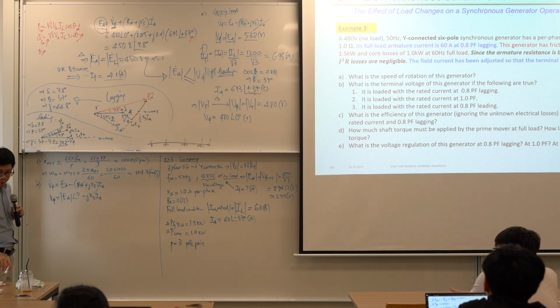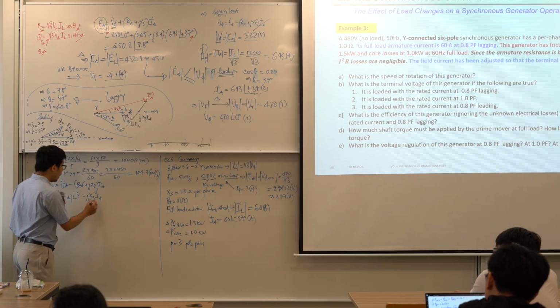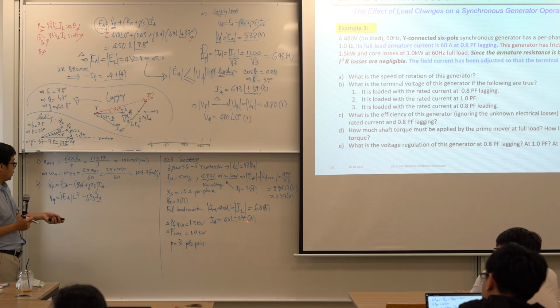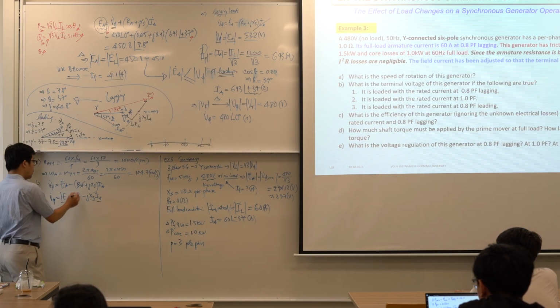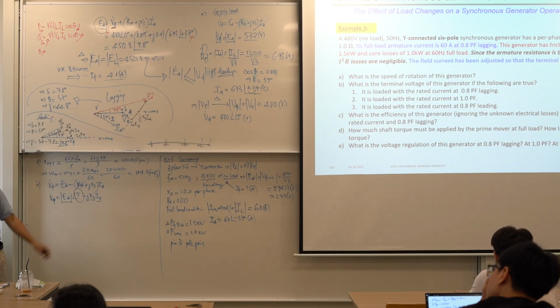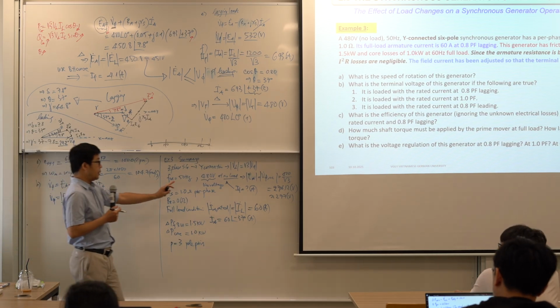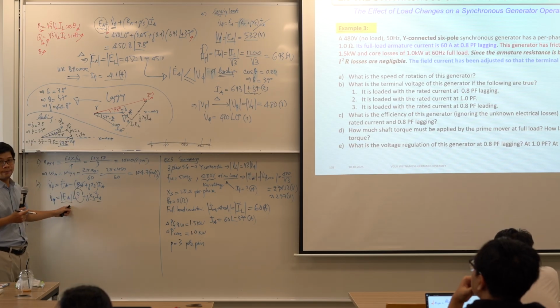Do we know XS? Yes. Do we know IA? Yes. Do we know EA? Yes. But we don't know the phase angle. We don't know any information about the phase angle of EA. How can we solve?